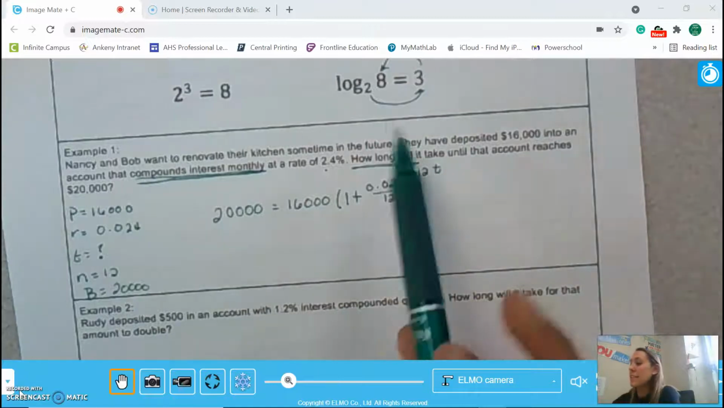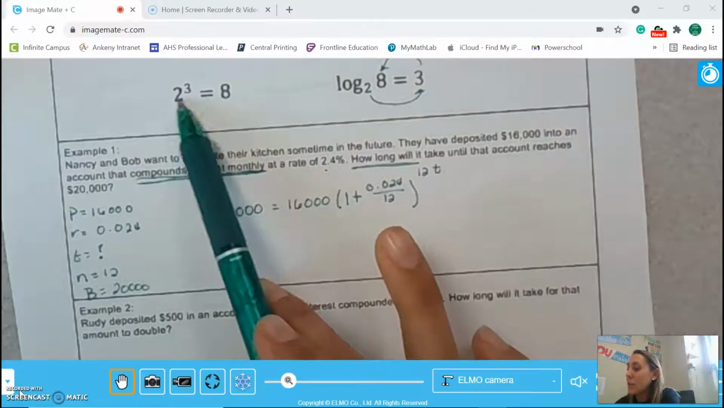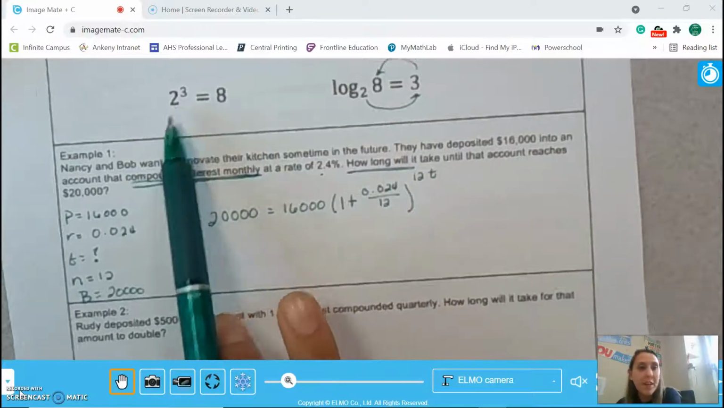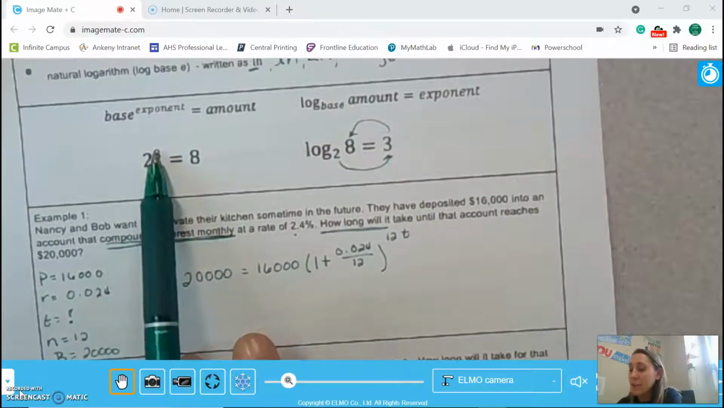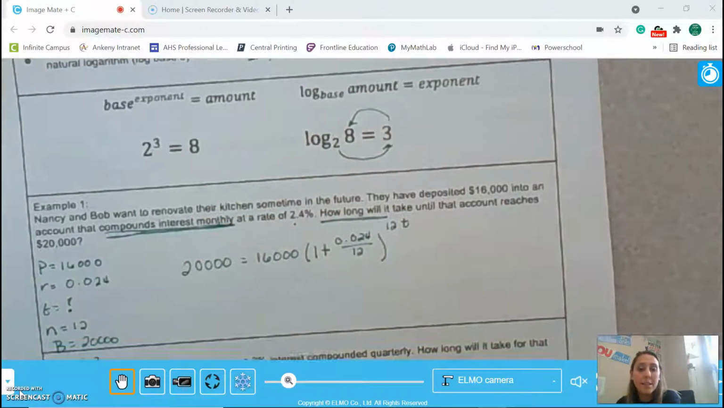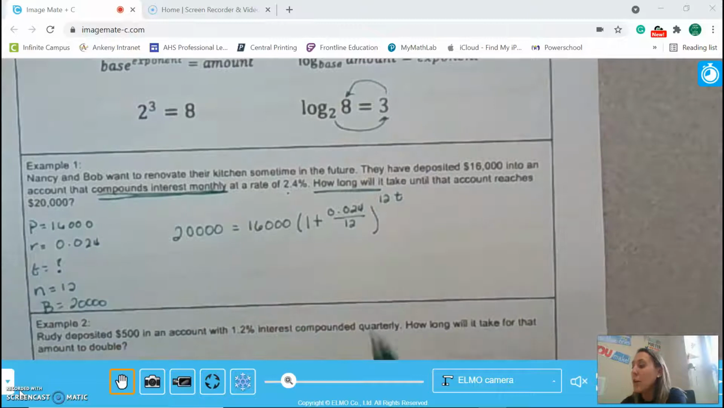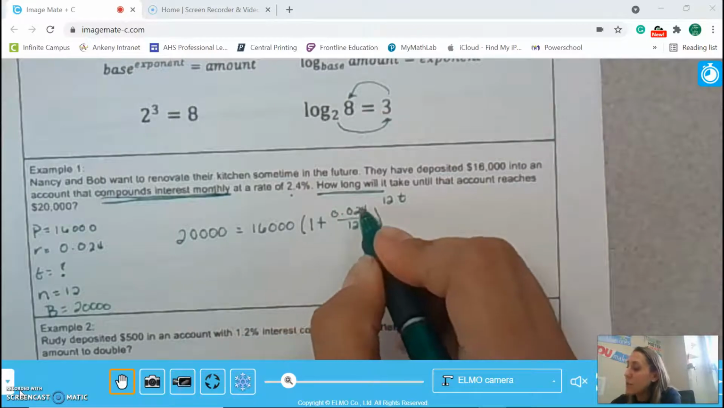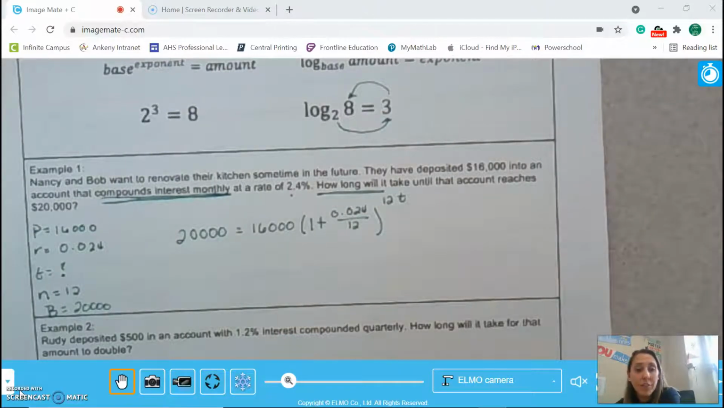One of the things I said is we want to get it down to one base to a power equal to a number. We don't know what this power is, so we need to solve for it. PEMDAS tells us that we can do parentheses first, and we can add 1 plus 0.024 divided by 12. We can figure out what that is.